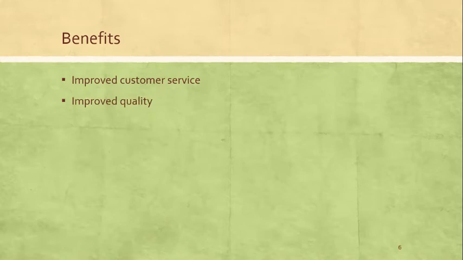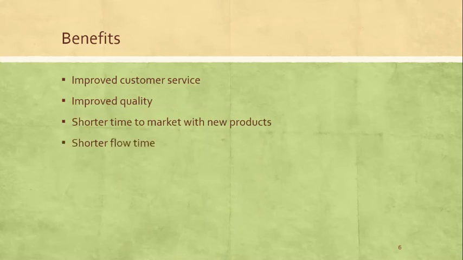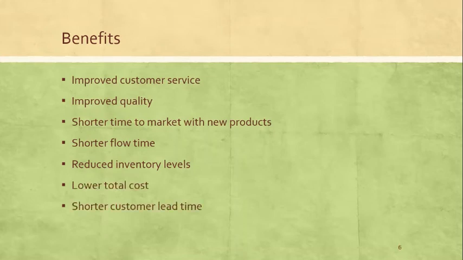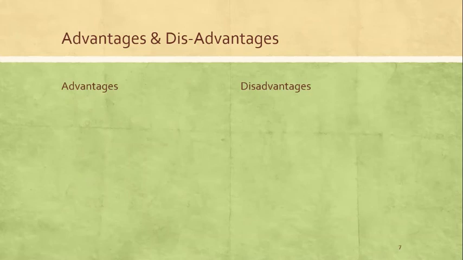So we see the benefits of CIM. So what are the benefits of CIM? First benefit is improved customer service. Second one is improved quality. Third one is shorter time to market with new products. Fourth one is shorter flow time. Fifth one is reduced inventory levels. Sixth one is lower total cost. And seventh one is shorter customer lead time. So these are the benefits of CIM.